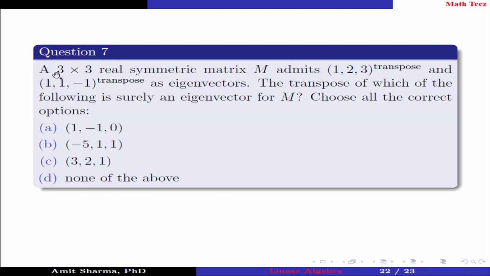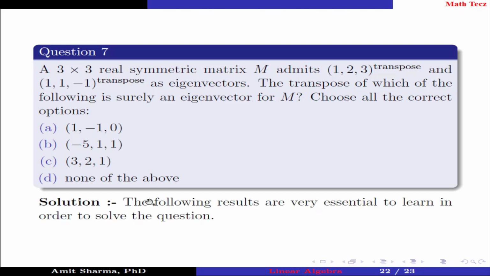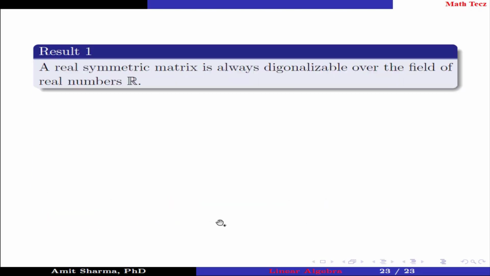Question number 7. A 3 cross 3 real symmetric matrix M admits (1, 2, 3) transpose and (1, 1, minus 1) transpose as eigenvectors. The transpose of which of the following is surely an eigenvector for M? Choose all the correct options. Option A: 1, minus 1, 0. Option B: minus 5, 1, 1. Option C: 3, 2, 1. Option D: none of the above. The following results are very essential to learn in order to solve the question.